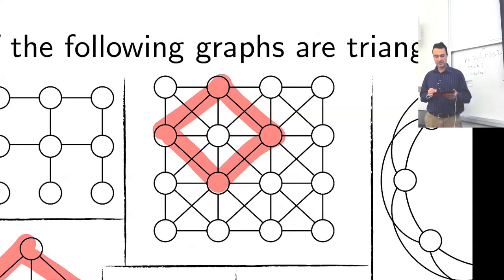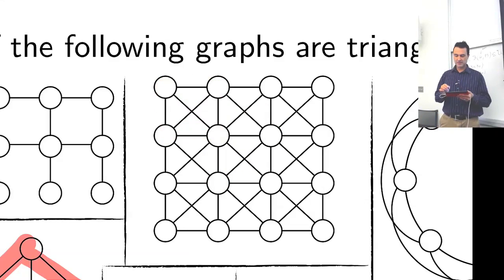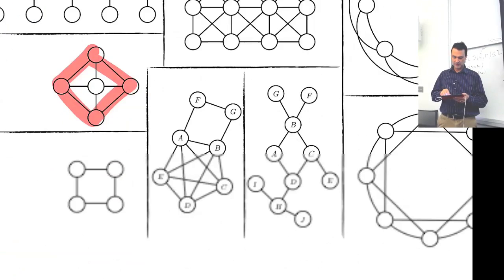Is there a chord on that cycle? No. Is there a chord on this cycle? Yeah. So it just basically means that for a graph to not be triangulated, you have to find one cycle that doesn't have a chord. As soon as there's one cycle that doesn't have a chord, it's not triangulated.